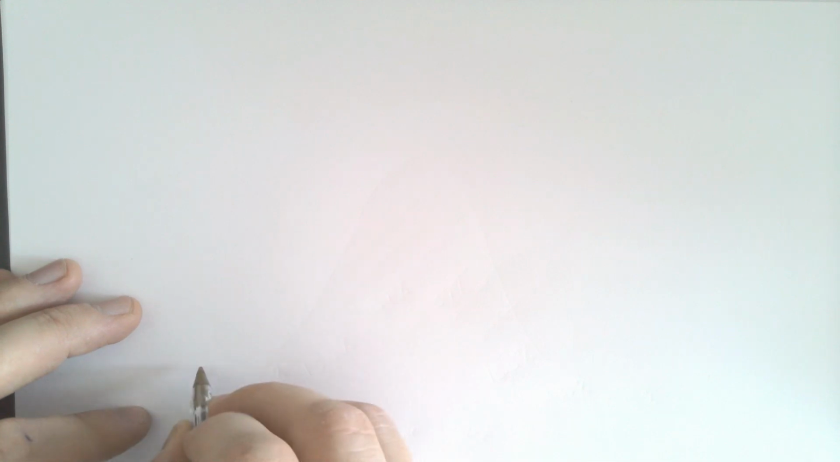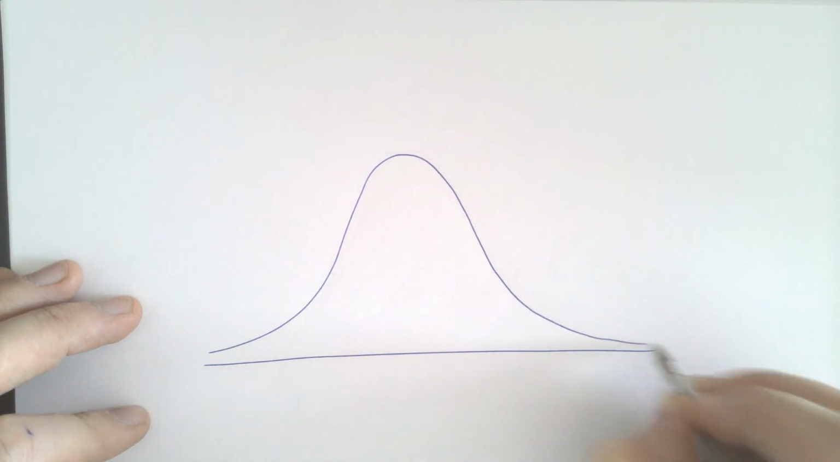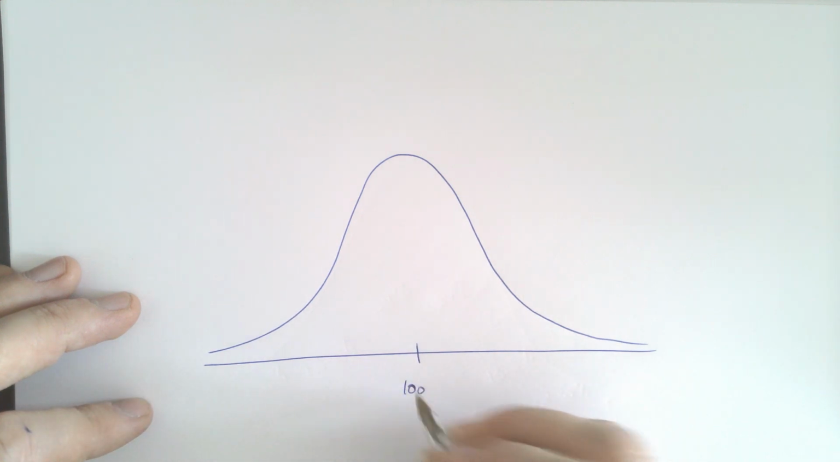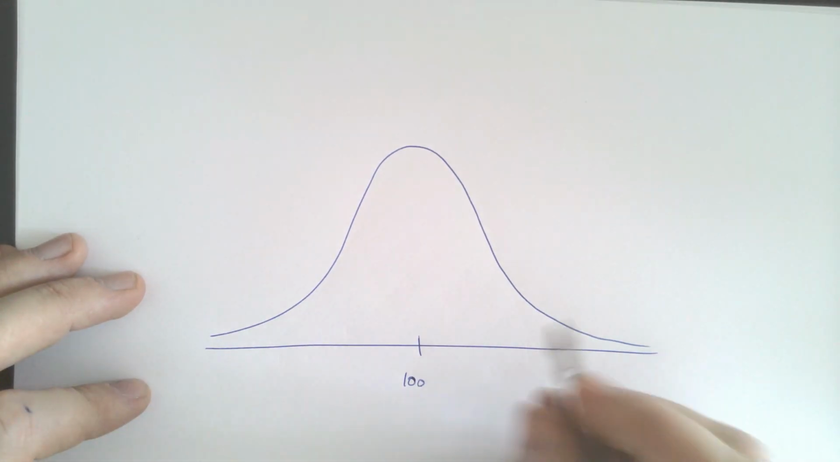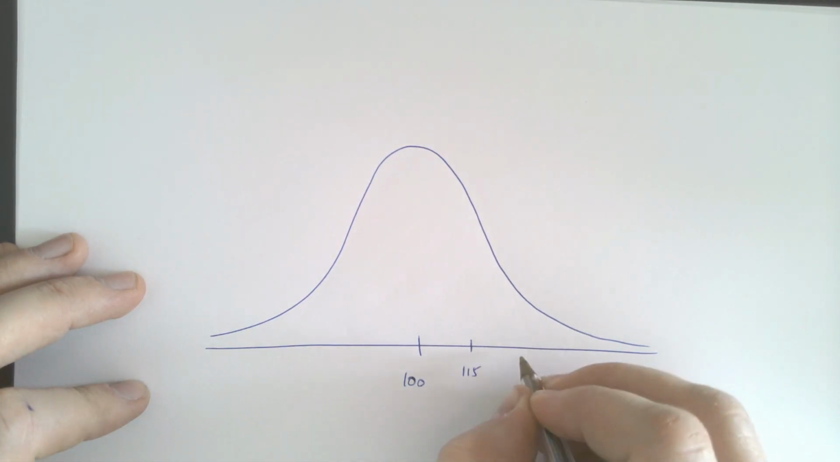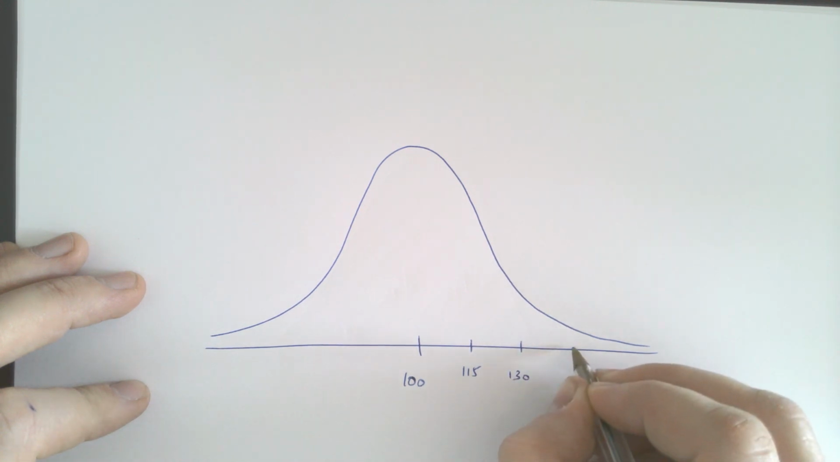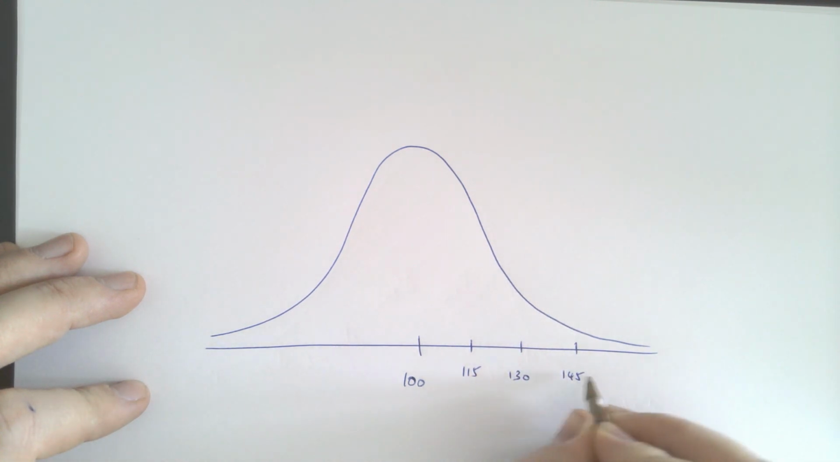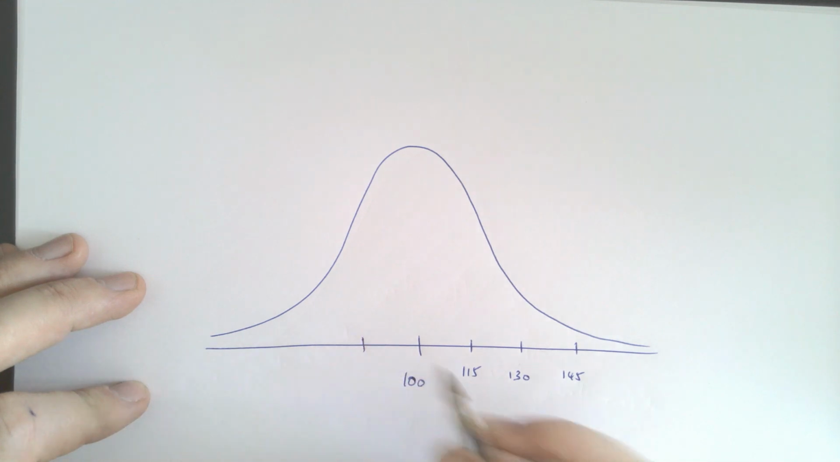Okay, so let's have a go at drawing the curve for this question. Don't worry about it not being perfect. There's 100, and we're going to go up and down 15. I already did this earlier in the example, but I'm going to do it again. We're counting up 15 each time, just 3 standard deviations, and back 15.